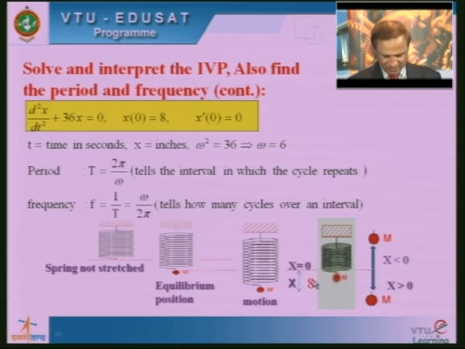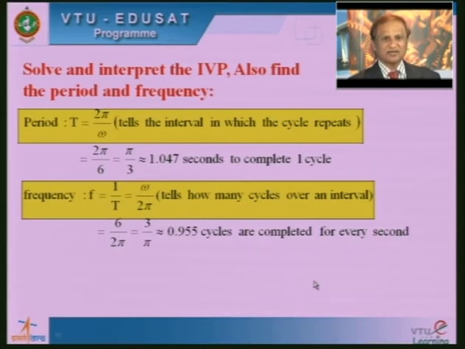Is it clear? So, by using this formula, I can calculate period T equal to 2 pi by omega. The pi value is known, so I will substitute and simplify, and I can obtain approximately 1.047 seconds to complete one cycle. Is it clear? To complete one cycle, how much time is required?